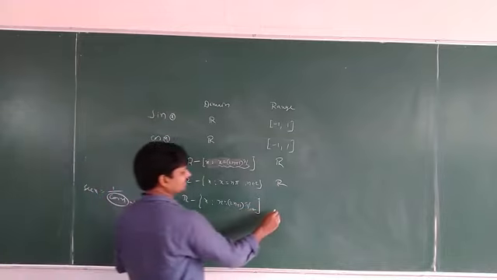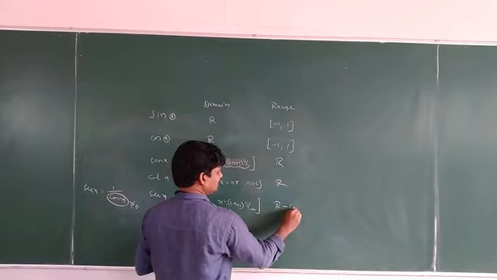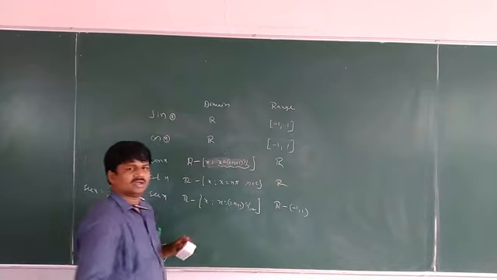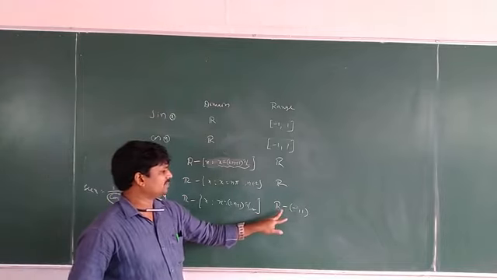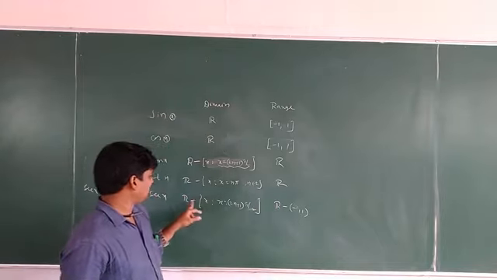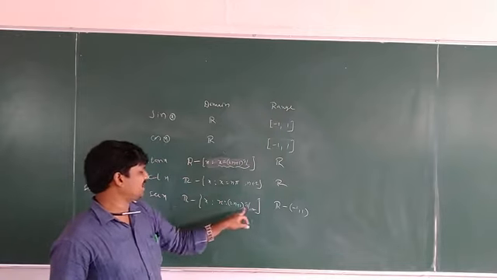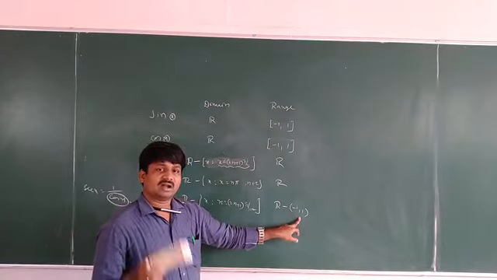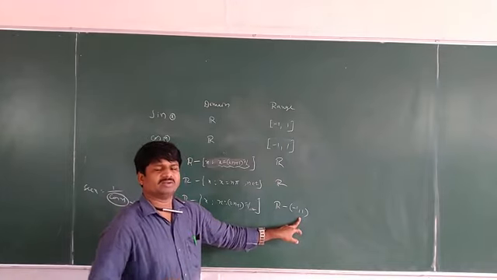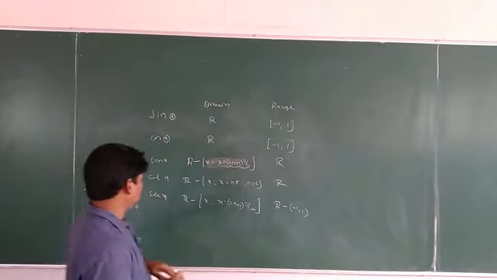And what is the range here? R minus (minus 1, 1). Range is R minus (minus 1, 1). You have to remember this. Okay. Why? Because R minus (minus 1, 1) means whatever value you take from R except this, you will get all values, but you cannot get values between minus 1 and 1. Okay.